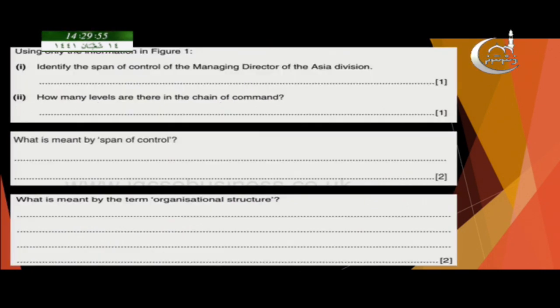Using the figure, you have to identify the span of control of the managing director of the Asia division. How many levels are there in the chain of command? That means you have to identify the hierarchy, the number of levels in the organization. So what is meant by span of control? Just now we have discussed. What is meant by the term organizational structure? I have given only 2 marks questions. So it is very easy, students.